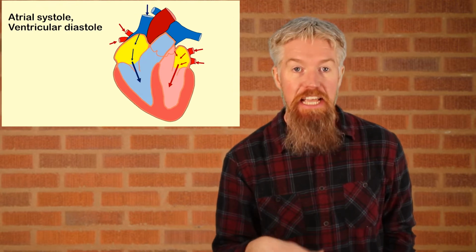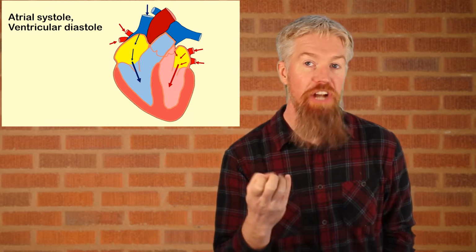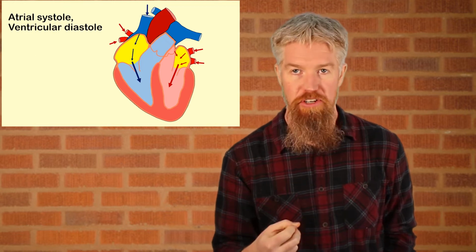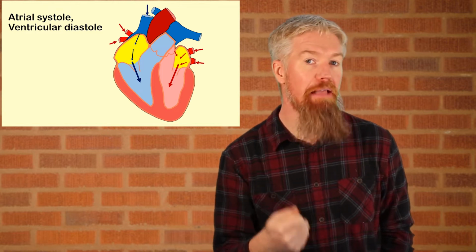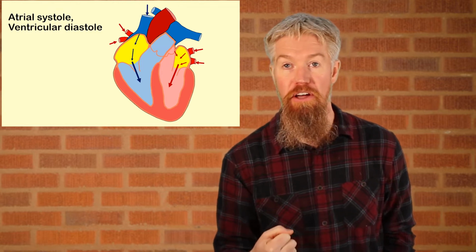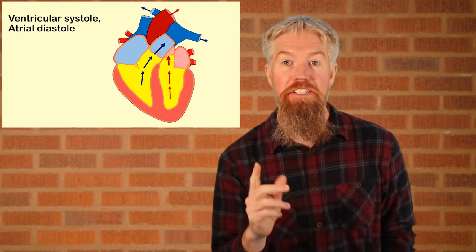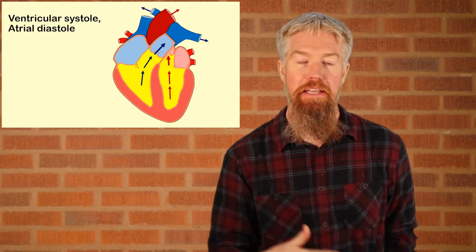This allows blood to fill the heart from the veins. The next stage will be atrial systole. Atrial systole will be the contraction of the atria pumping blood into the ventricles. This causes those ventricles to swell just in time for ventricular systole. Ventricular systole, that will be a contraction of the thick muscles in the walls of the ventricles, pumping blood into the artery.